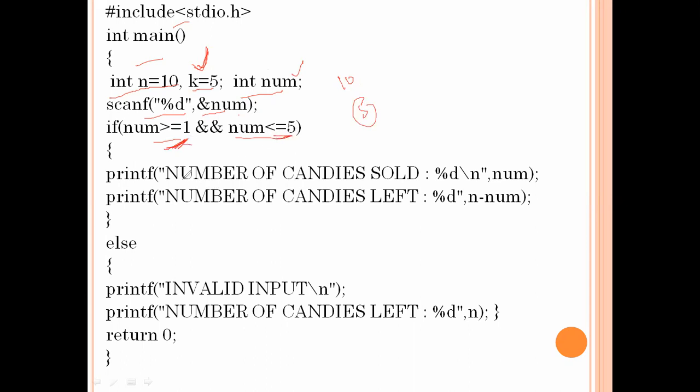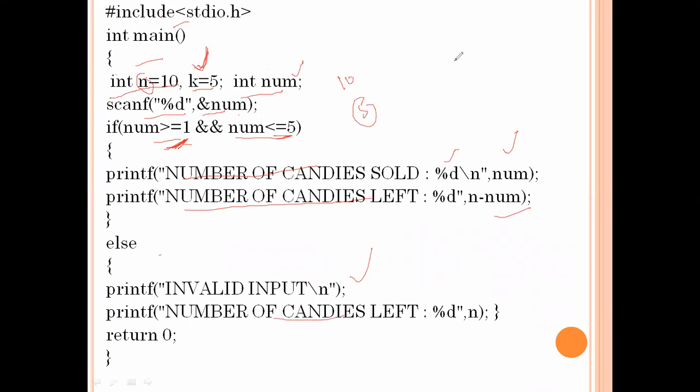So print number of candies sold, percentage d, num. Print number of candies left. Left means total is 10, so that value is N. N minus num, we write that one here. Else, otherwise, we print invalid input and also print the number of candies available that is stored in N.